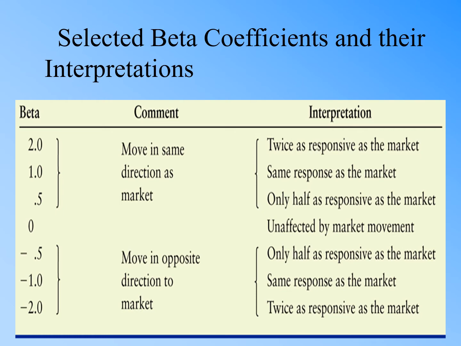If it is positive 0.5, then it is only half as responsive as the market. If there is a 10% change in the market portfolio returns, then we expect that there is a 5% change in the stock returns. And if it is zero, then it is unaffected by the market movement. If it is negative 0.5, then it is only half as responsive as the market. And if it is negative 1, then it is the same response as the market. And if it is negative 2, it means there is a twice as responsive as the market.